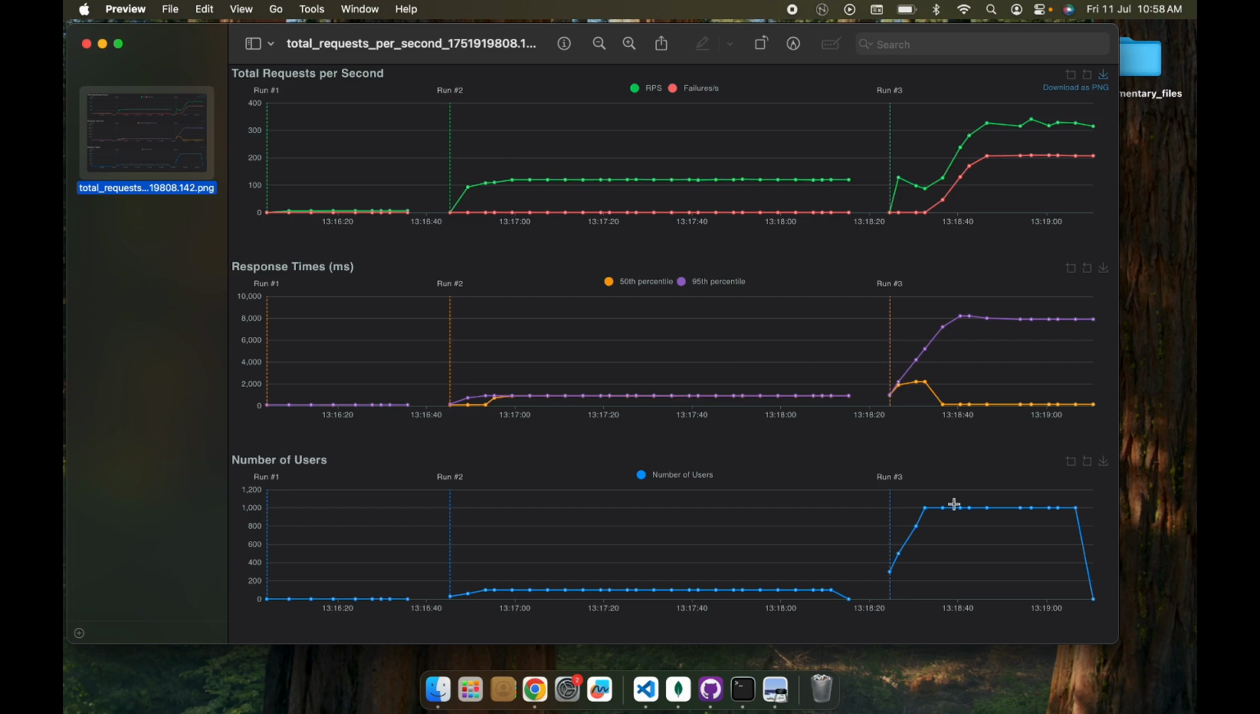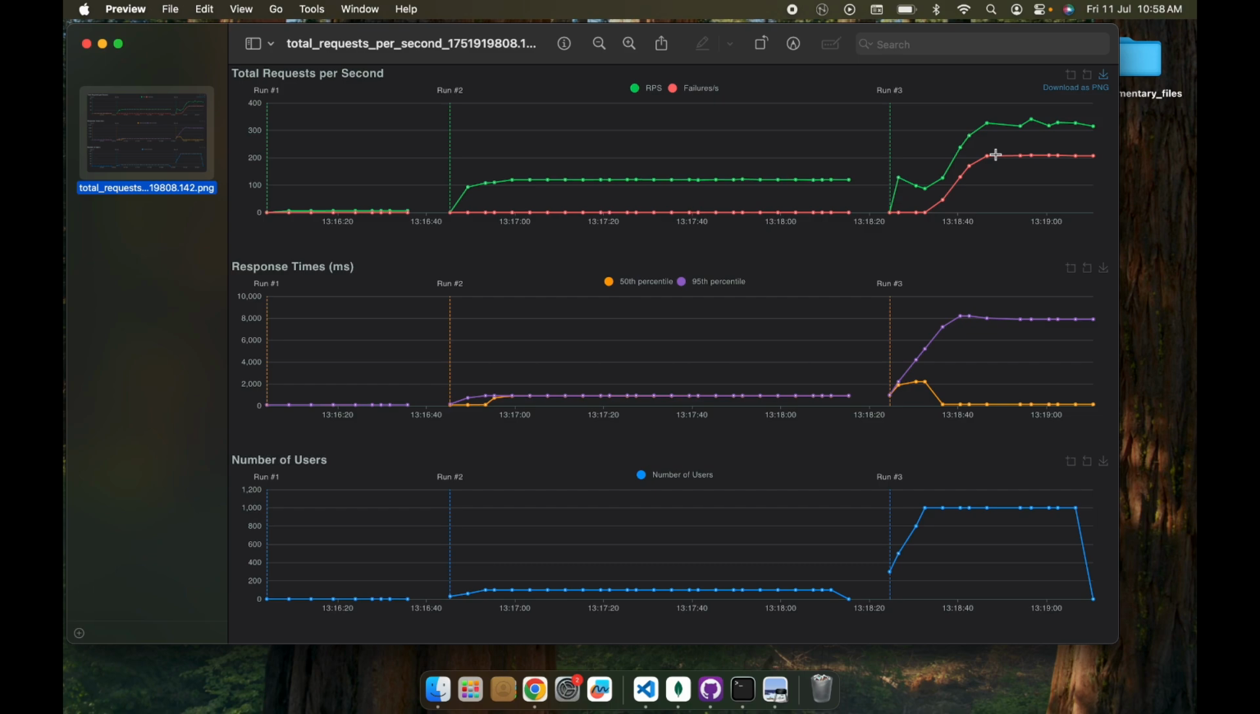And on this last stress test, we tested with 1,000 users. And here is where you can see the API is reaching its limits. We can see that the 95th percentile response time is reaching 8 seconds. Simultaneously, the total requests per second is over 300, which seems great at first glance. However, there are also a substantial number of failures, just over 200.